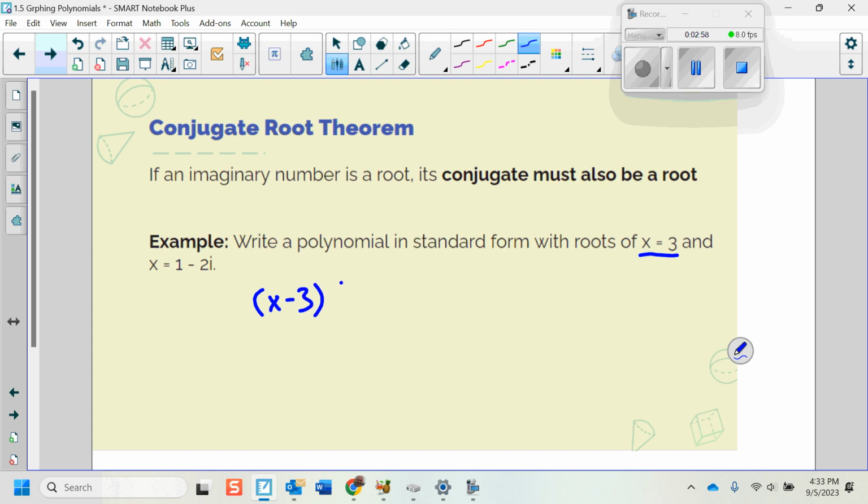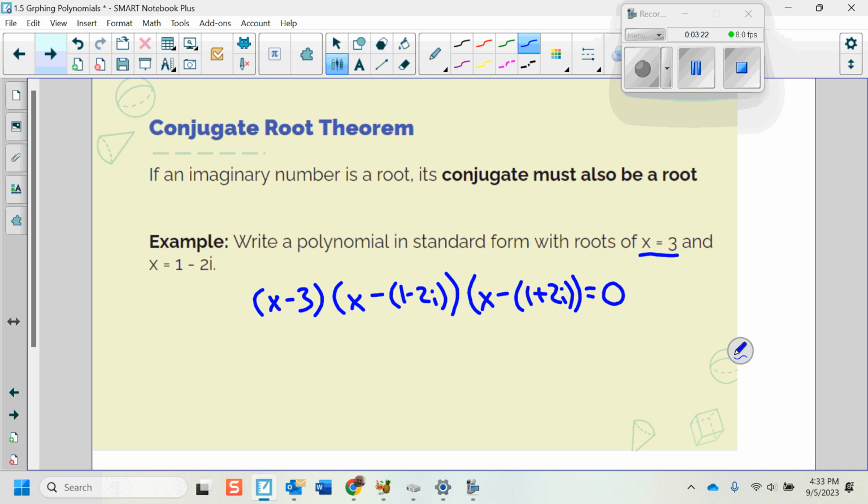You also have x minus this complex root, 1 minus 2i. I'm going to say 1 minus 2i. And then I also have its conjugate. So I'm going to say x minus 1 plus 2i. That's going to equal 0.